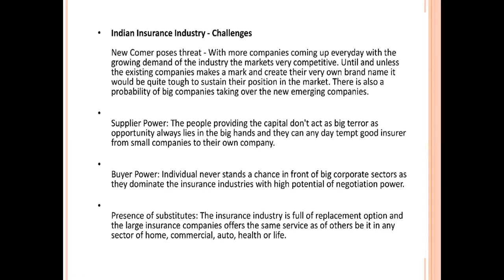Supplier power. The people providing the capital don't act as a big terror, as opportunity always lies in the big hands, and they can any day tempt good insurers from small companies to their own company. Buyer power. Individuals never stand a chance in front of big corporate sectors as they dominate the insurance industry with higher negotiation power. Presence of substitutes. The insurance industry is full of replacement options, and the large insurance companies offer the same service as others, be it any sector of home, commercial, auto, health, or life.